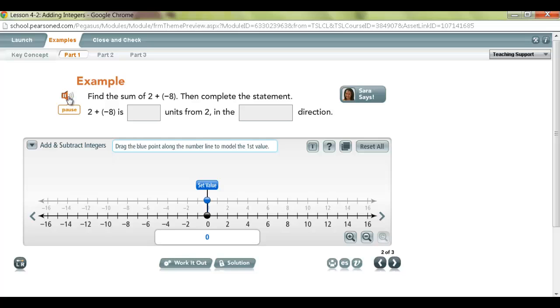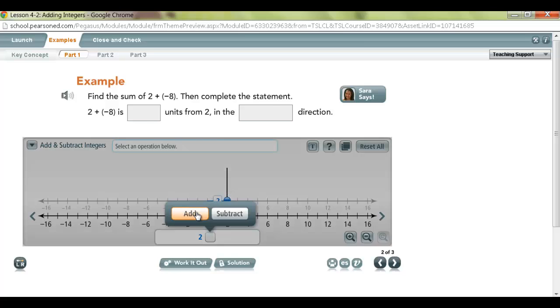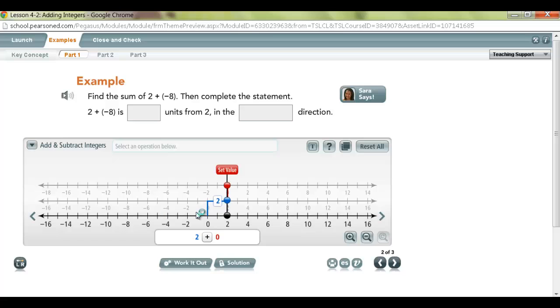Find the sum 2 plus -8. Then complete the statement. Okay, so the first thing I need to do is I have 2. My equation, oh sorry, expression, there's no equal sign yet. My expression is 2. So I need to take my blue line and I need to move it until I see a blue 2. When I have a blue 2, I know that I'm good. And then I say, okay, I'm adding. So I'm going to hit Set Value so that it locks in my blue 2, and then I see that I'm going to be adding a -8.